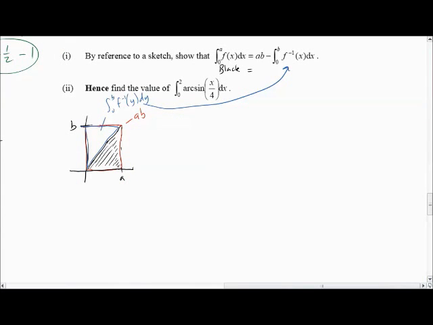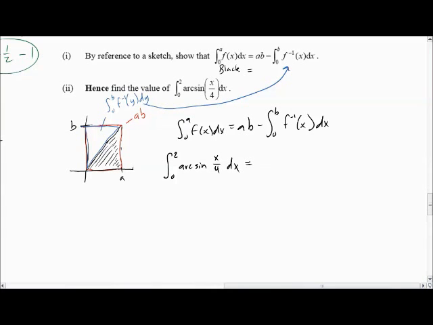Alright, so now that we've got this set up so that we know this is true, so the integral from 0 to a of f of x dx equals ab minus the integral from 0 to b of f inverse of x dx, then we're going to put everything in so that we can do part II, which is find the value from 0 to 2. So a is going to be 2. So it just goes integral from 0 to 2 of arc sine of x over 4 dx.